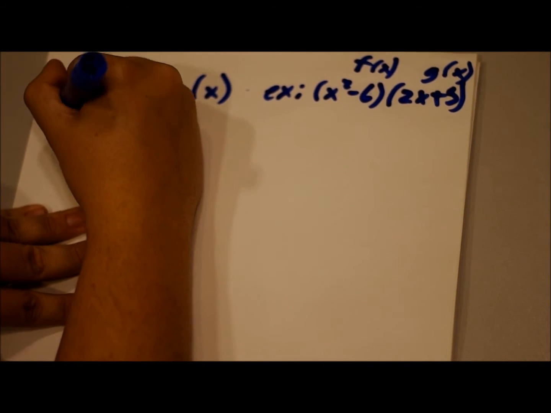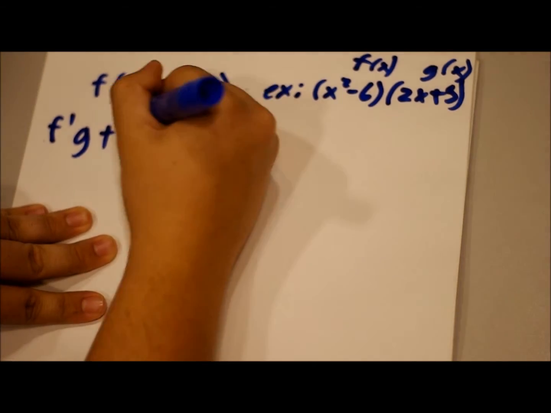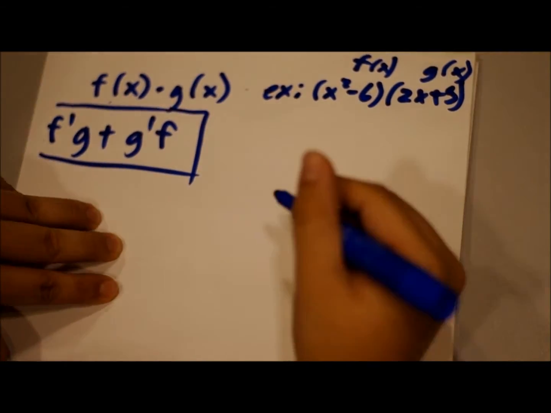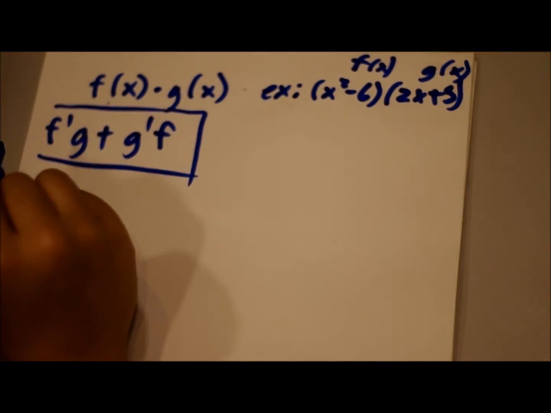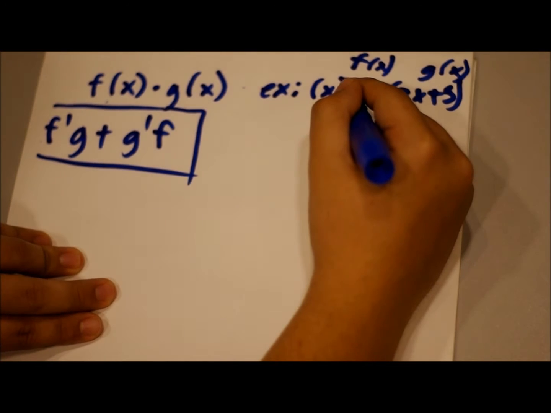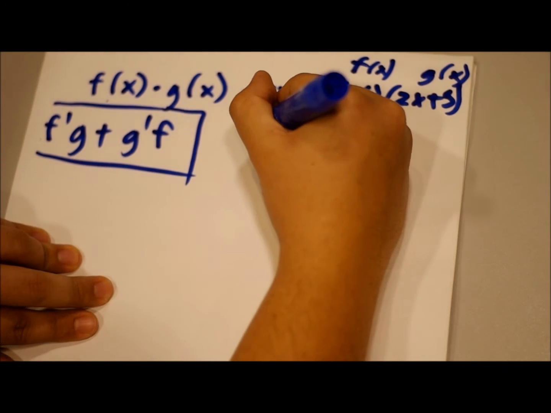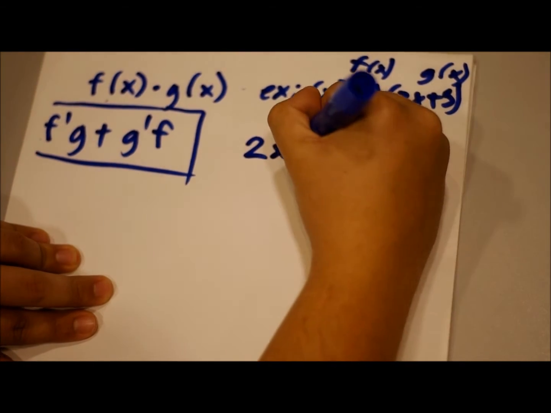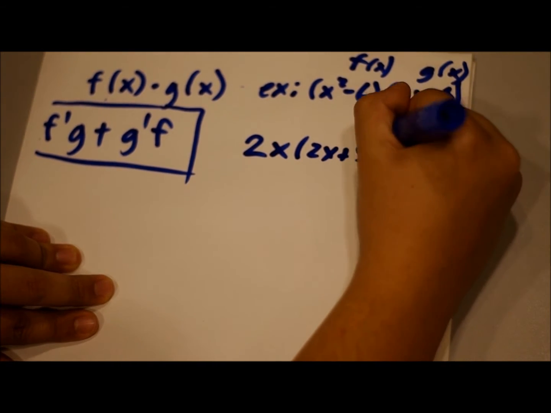You're going to have your f prime g plus g prime f. This is the product rule. So essentially, you just follow it and put it exactly in the form you see here. Your f prime, you take the derivative, and using the last video we saw, we can say the derivative of f is 2x. And then we multiply that by our g, which was 2x plus 5.